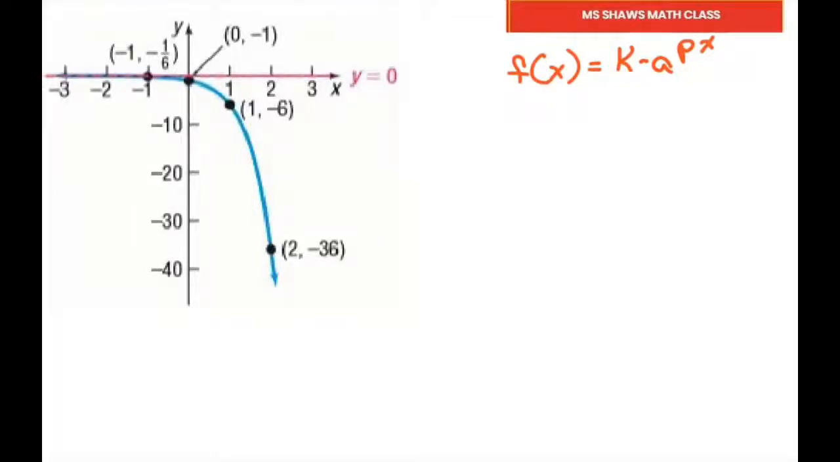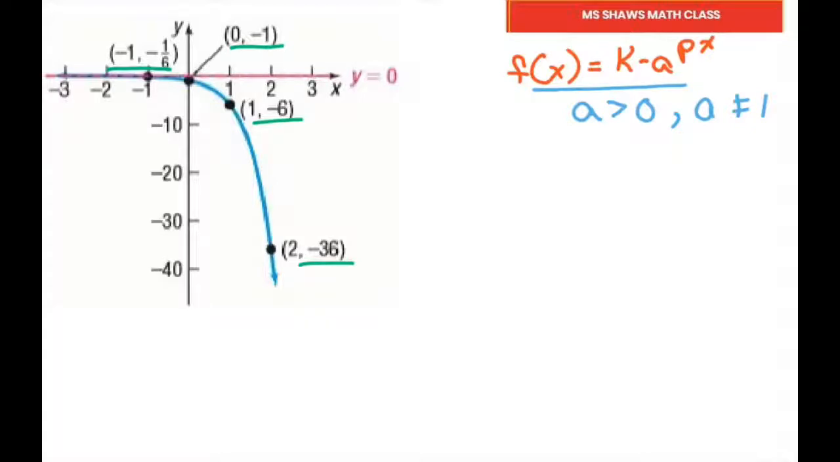Hi everyone. We're going to find an equation of an exponential function given this graph. So we want it in this form here, whereby my a is positive and my a cannot equal 1. Alright, so we are given 4 points here.